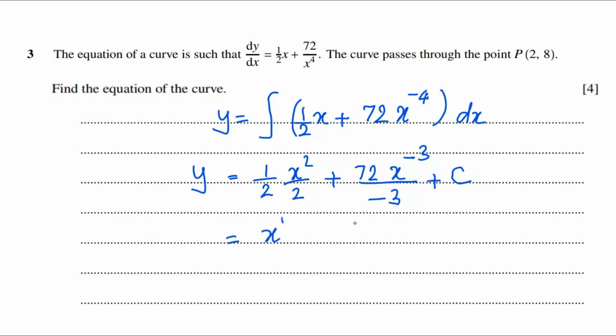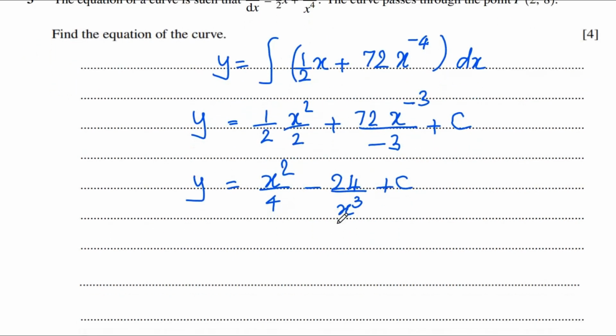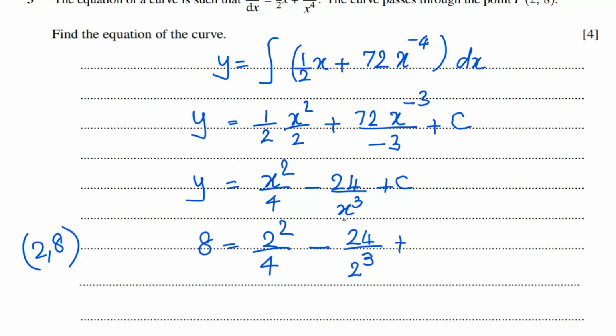So this is equal to x squared by 4 minus 24 times x power negative 3, which can be written as x power 3 in the denominator, plus c. To find the value of the constant c, substitute the point (2, 8). So y is 8, x is 2, so 2 squared divided by 4 minus 24 divided by 2 cubed plus c.